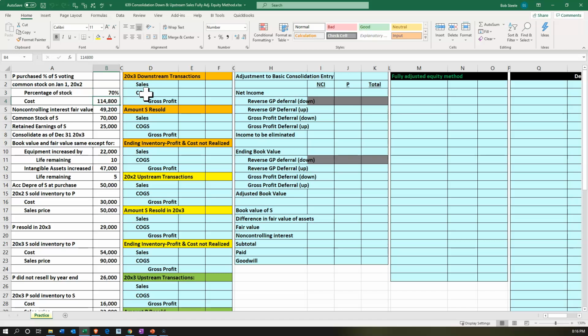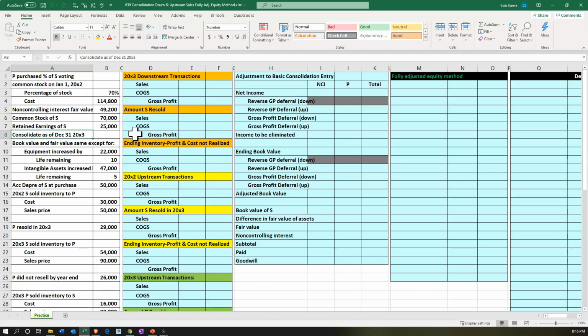The cost at the point in time of purchase is $114,800. The non-controlling interest fair value is $49,200. The equity section of S at the time of purchase, in other words the book value, is going to be the 70 for the common stock and retained earnings of the 25,000. We're going to be doing the consolidation as of 20X3, which is going to be the next year.